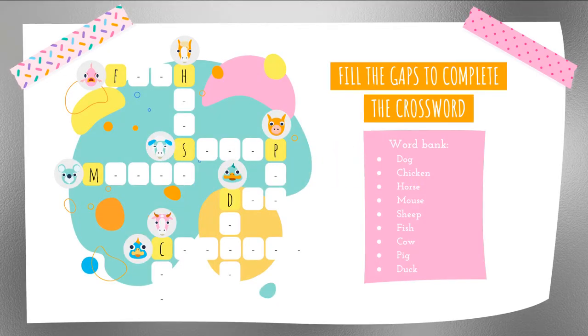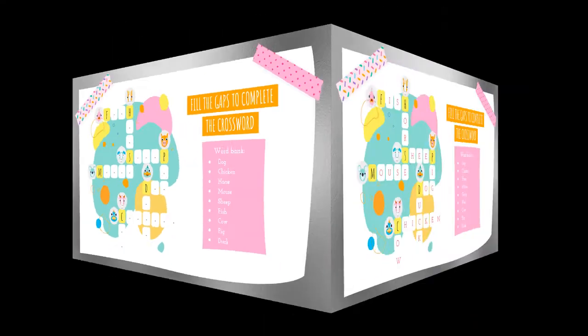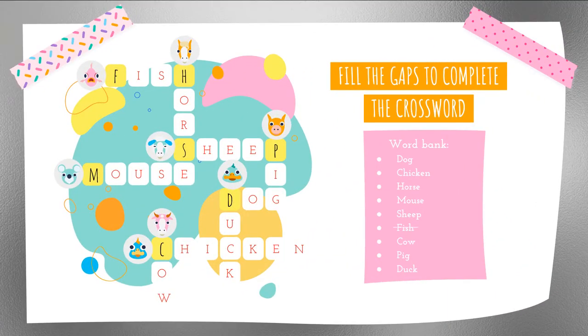We're back, and we'll be going over the answers now. We got fish, horse, mouse, sheep, pig, dog, duck, chicken, then cow.